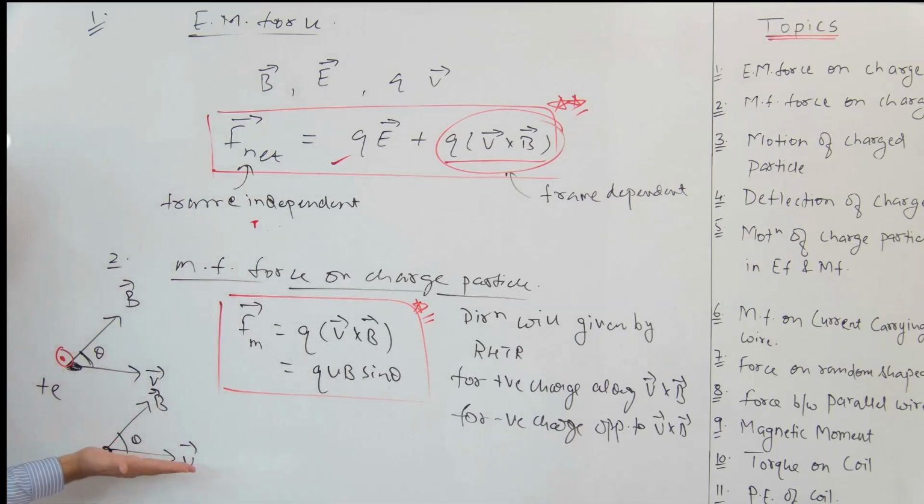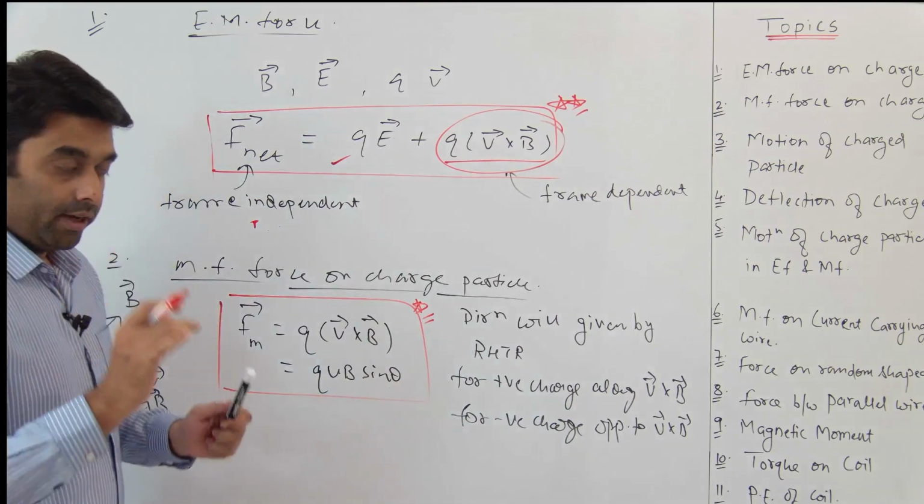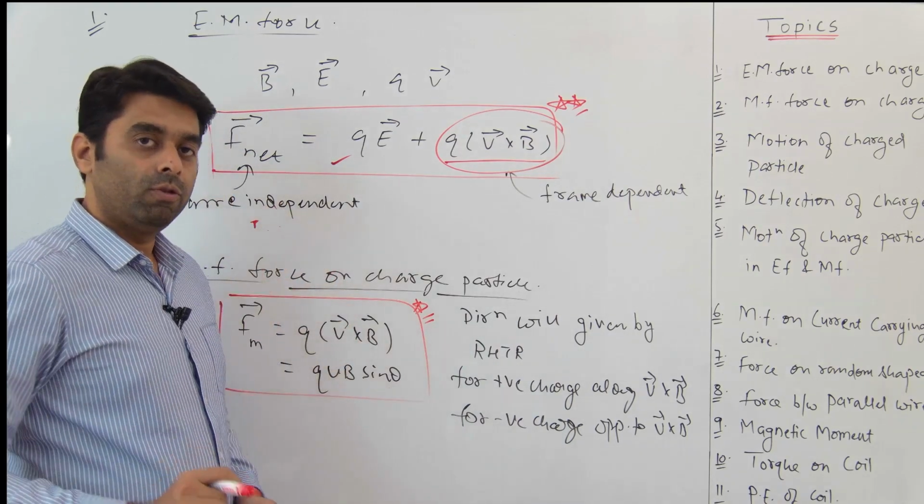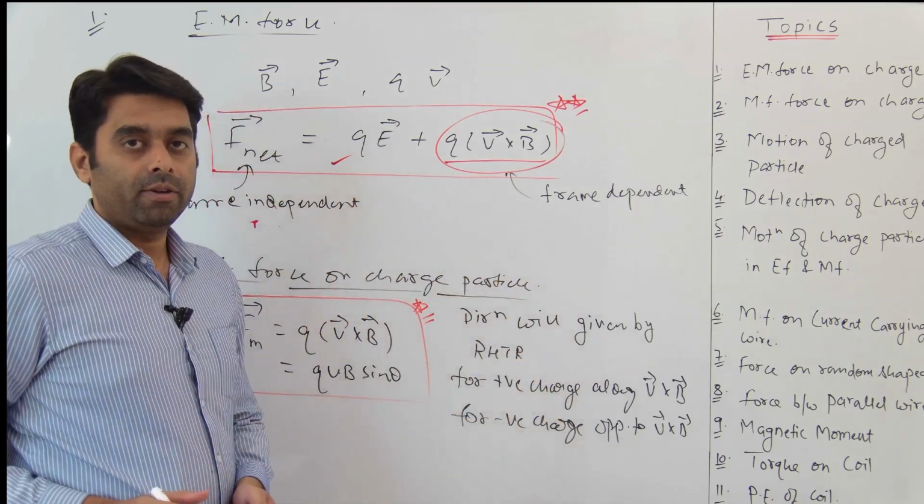Keep your fingers along the first vector, turn it towards the second vector along the smaller angle. Thumb will give you the direction of force, but this is a negative charge, therefore what will we do? Opposite. So V cross B opposite, I will turn my thumb by 180 degrees, right? That means it is in the inward direction. So in this case, it is inward direction, right? This is the magnitude of magnetic force. This is the direction of magnetic force.